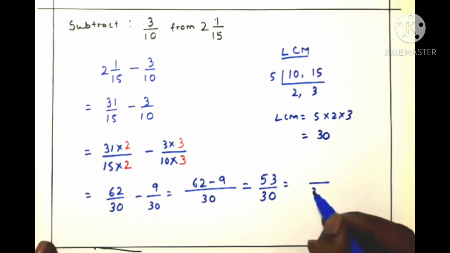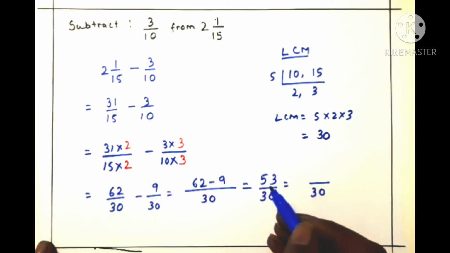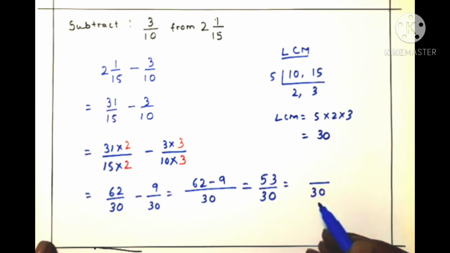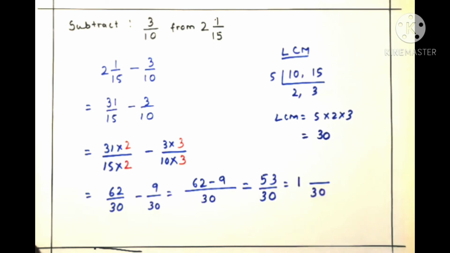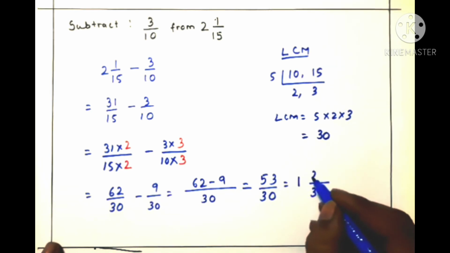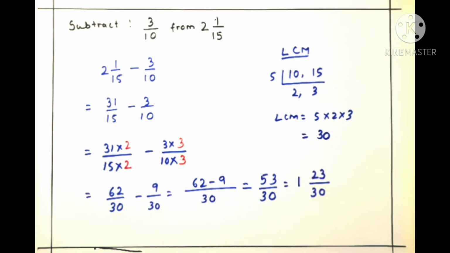So 30 as it is. We have to look for the multiple less than 53 in the 30 table. So 3 1s are 30, 3 2s are 60. Now 60 we cannot take. So we'll take 3 1s are 30, and the remainder is 23. So that's the answer: 1 whole 23 by 30.